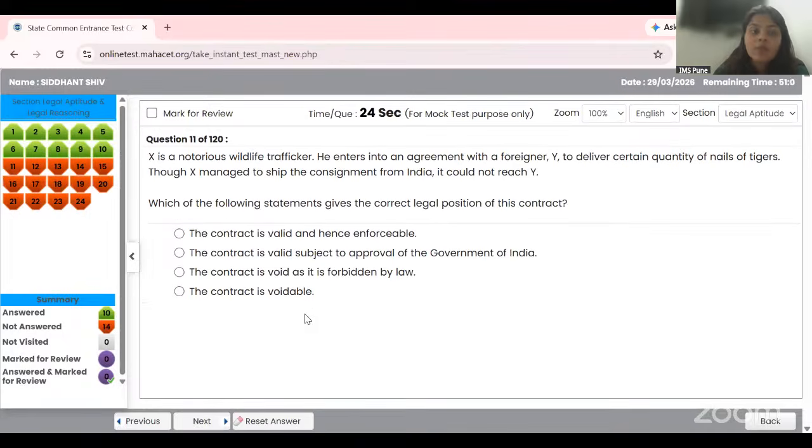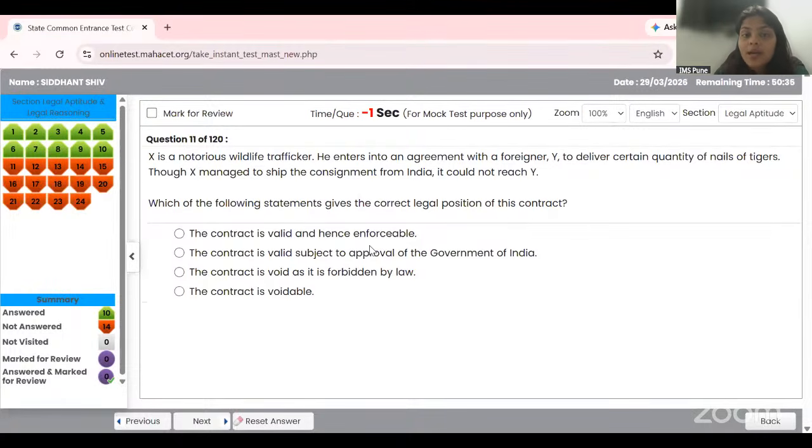Correct. Moving forward to the next question, which is: X, a notorious wildlife trafficker, enters into an agreement with a foreigner to deliver a certain quantity of nails of tiger. Now he managed to ship the consignment, but that consignment did not reach Y. Which of the following gives the correct legal position of this contract? So we have to think from the contract point, right?